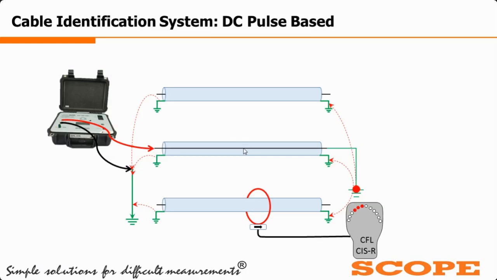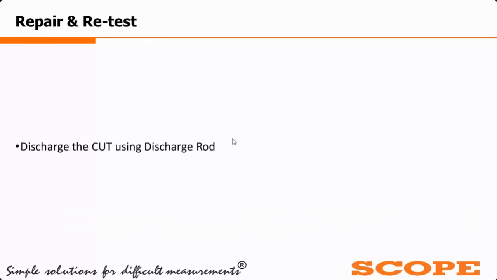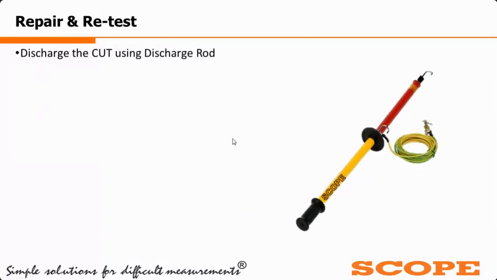So after successful cable identification, we have to go for the repairing. First you have to cut the cable, meaning you have to cut the faulty section. Before cutting the faulty section, you have to discharge the cable. You have to remove the surge generator and other high voltage connections, and then you have to cut the cable.